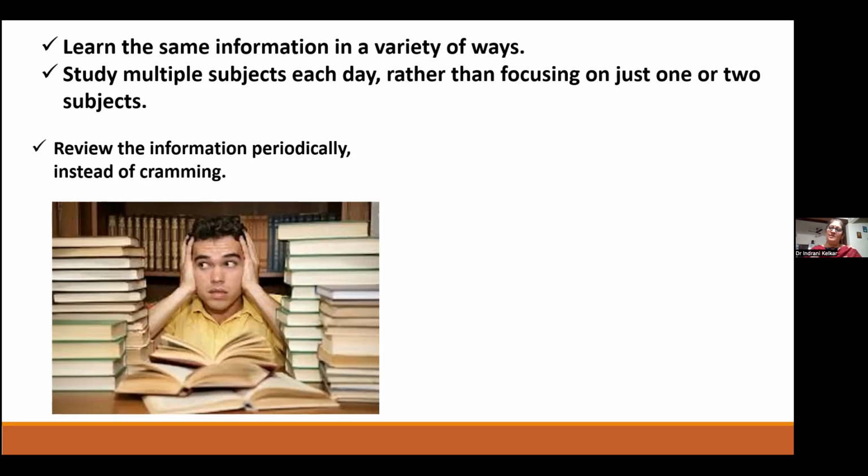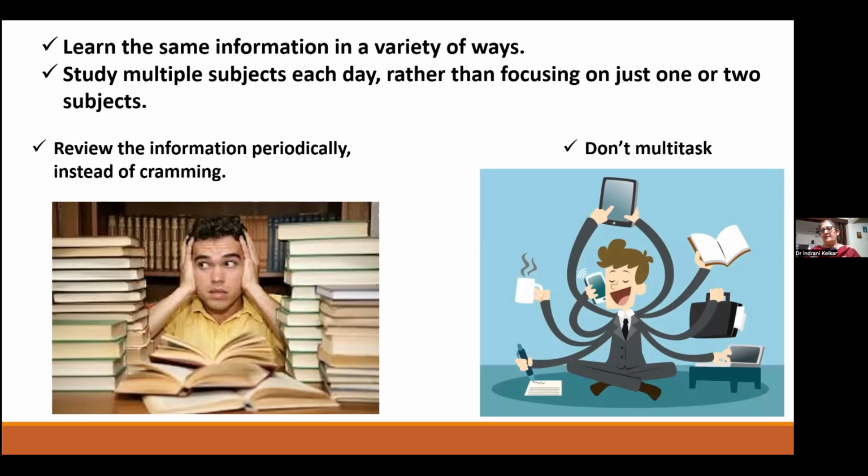So those who say tomorrow, tomorrow, tomorrow, they'll be in this state. If you say I'll complete today bit by bit, it's much easier. At the end of the exam, before the exam, you are not having such kind of cramming of information to be pushed into your brain. And don't do multitasking when you study.